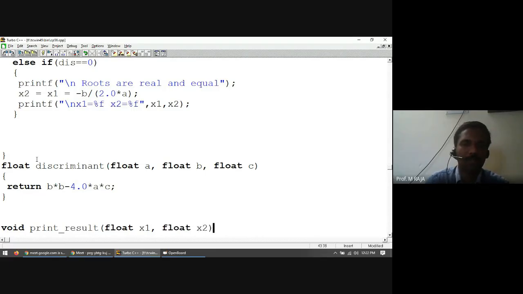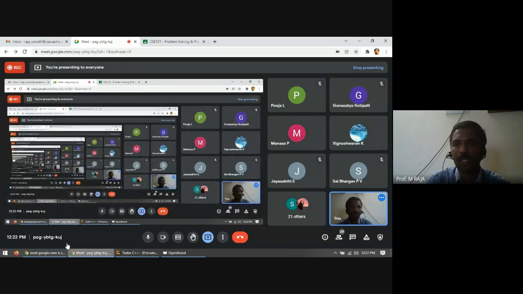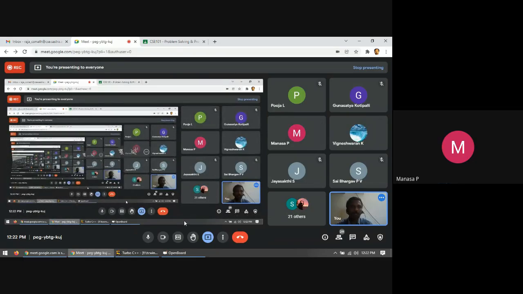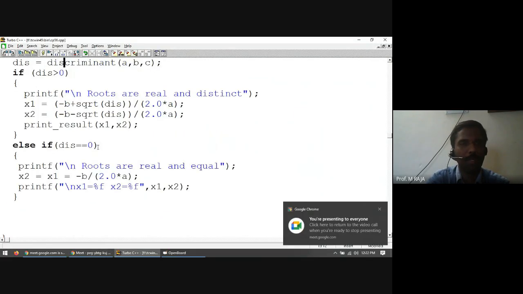Pardon? What is the doubt? Yes, tell me. When we are calling the function there, we can write print x1 and x2, no, sir. Yeah, when calling the function, we can print x1 and x2. So that's what I need.